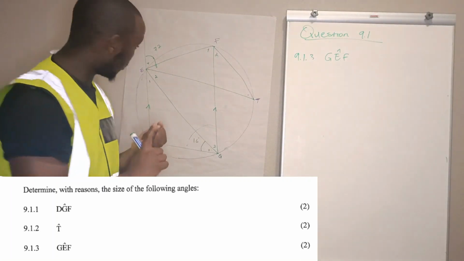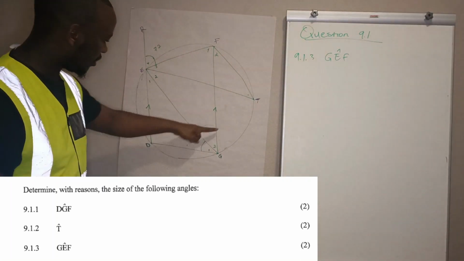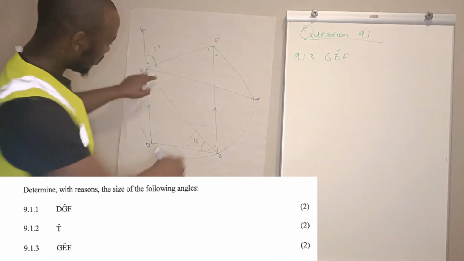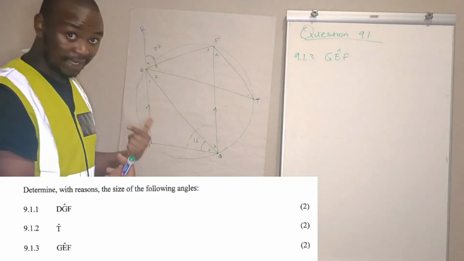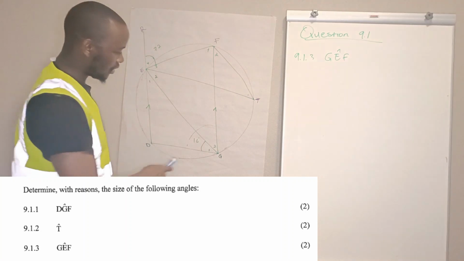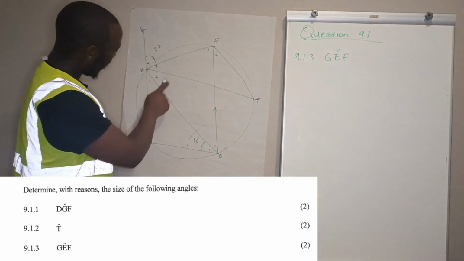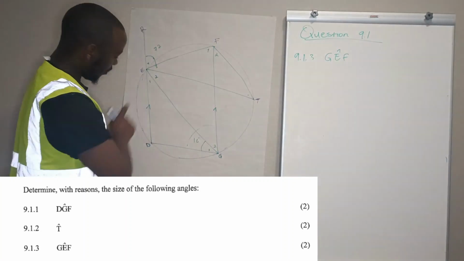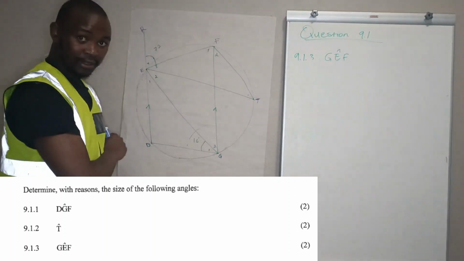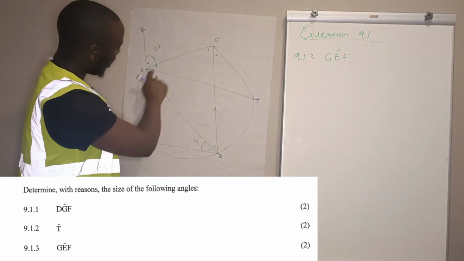That's the first thing you note. In the cyclic quad, you know that the opposite angles add up to 180. So you know that if I have this one, I can find this one. But we're not looking for DEF. We're looking for GEF, so this one.